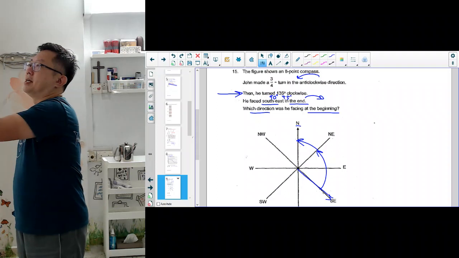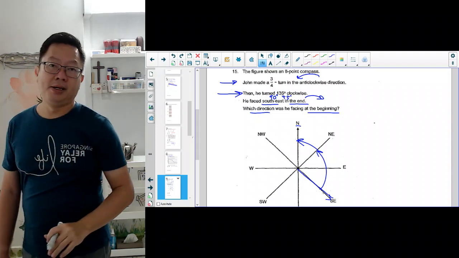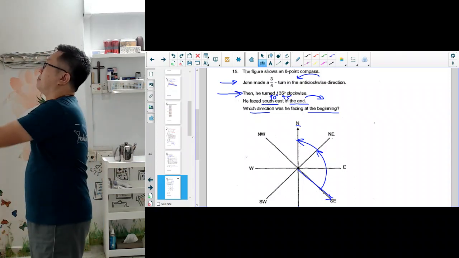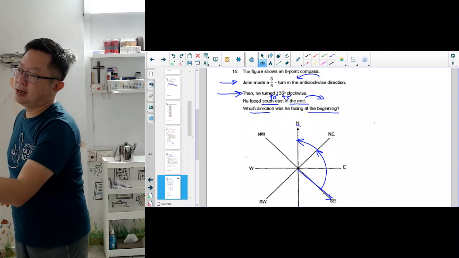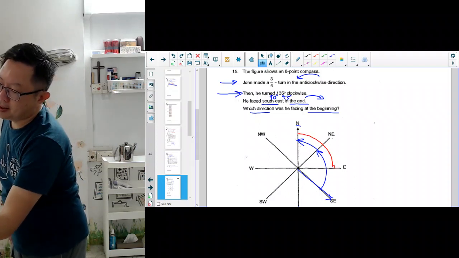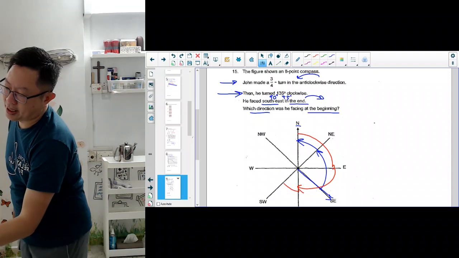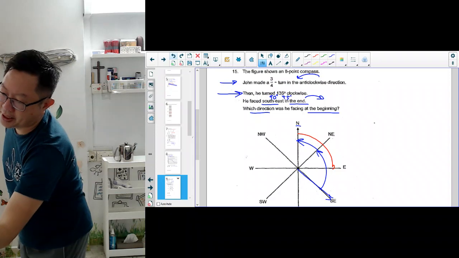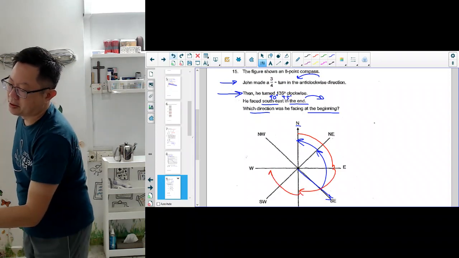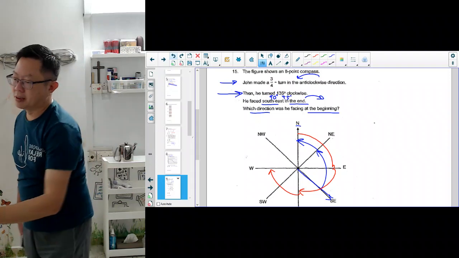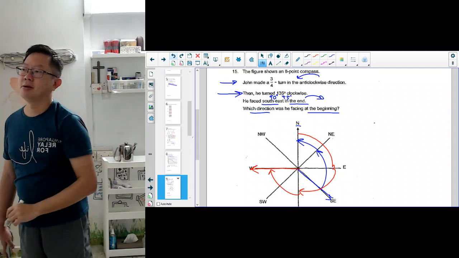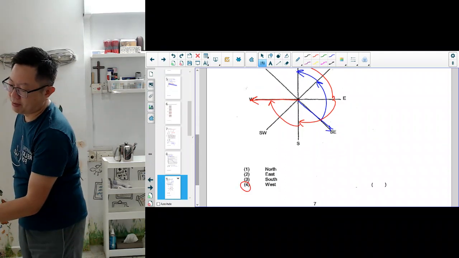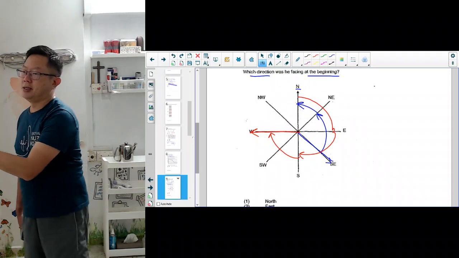And then you work backwards again. He made a 3/4 turn in the anti-clockwise. So your anti-clockwise will now become clockwise. So I'm going to use a red color, and we go clockwise 1/4, 2/4, and 3/4. Right, where's 3/4? 3/4 will be here. So where was he facing at the beginning? So he must be facing west, right, the west. So what's the answer? Number 4, west.